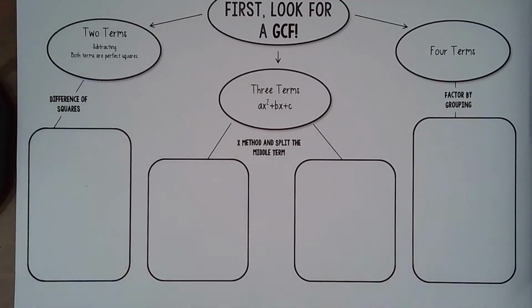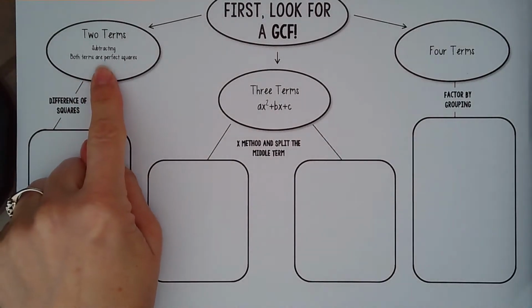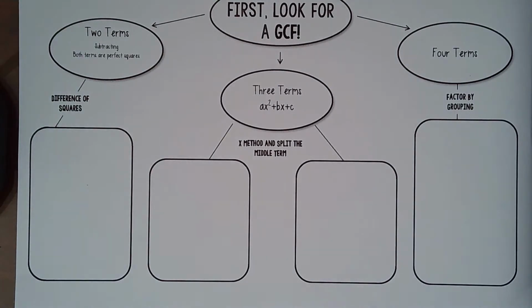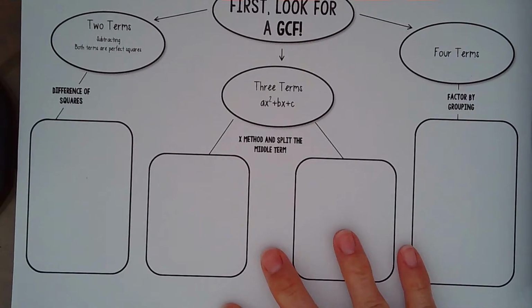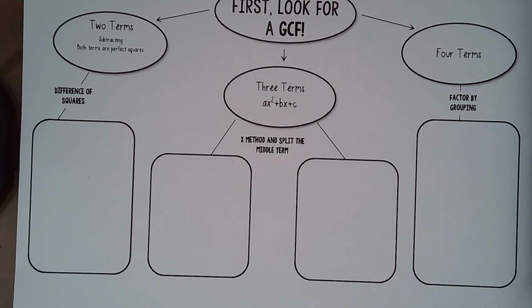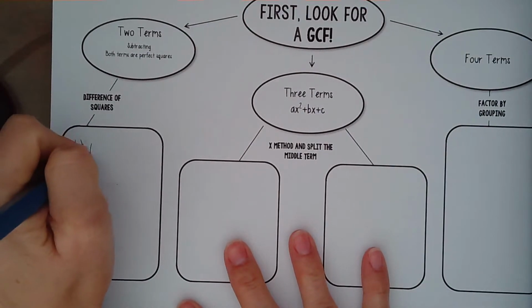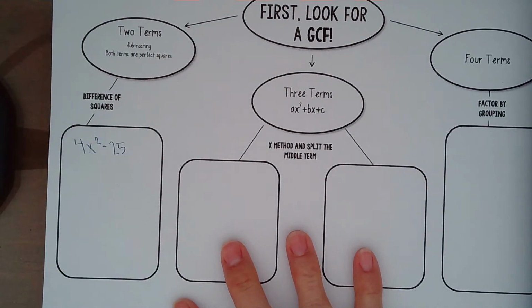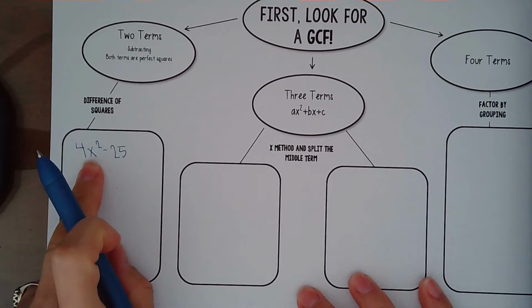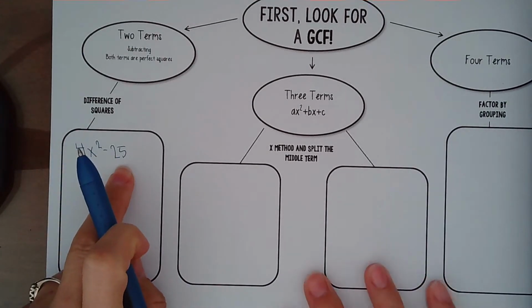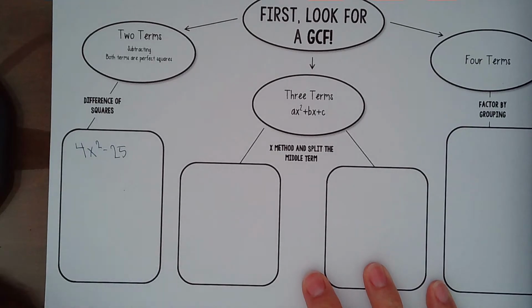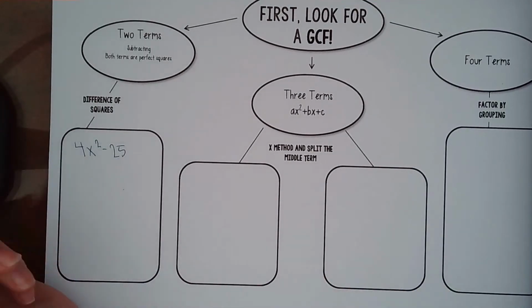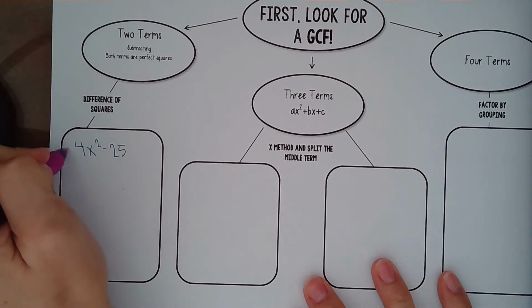The first one I'm going to talk about is two terms, subtracting, where both terms are perfect squares. The difference of two squares is where I'm going to start. So let's say I had the equation 4x squared minus 25. I would look and see, are they both perfect squares? 4 and 25, yes, those are both perfect squares. Are they separated by a subtraction sign? Yes, they are. So they meet the two requirements for being the difference of two squares.